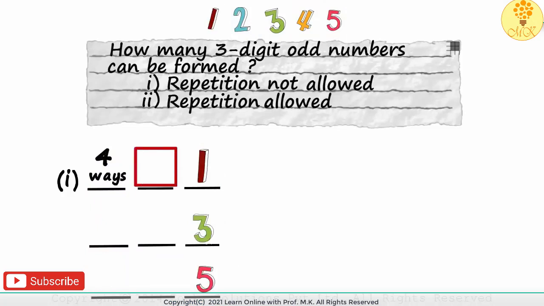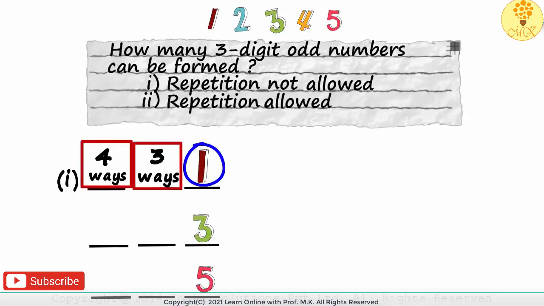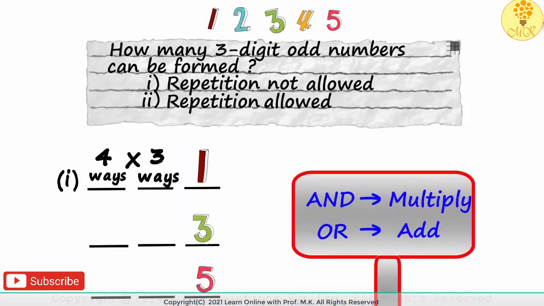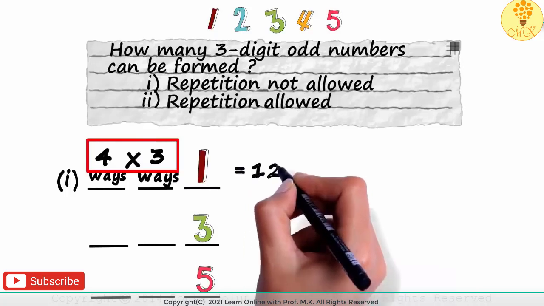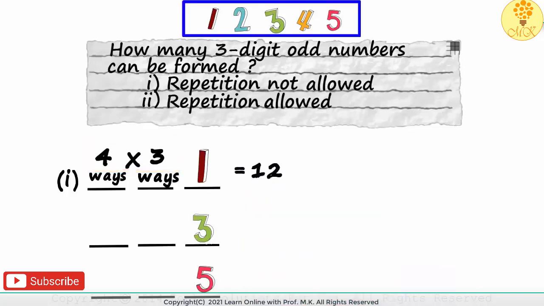What about the second slot? The digit 1 is gone and another digit out of these 4 is gone into the hundredths place. Only 3 digits remain. So the second slot can be filled in 3 ways. With 1 in the units place, and as we are filling the first and the second slot, we multiply this. And is always multiplication. 4 times 3 is 12. Given these 5 digits, there are 12 ways in which we can form a 3-digit number with 1 as its units digit. Are we done?